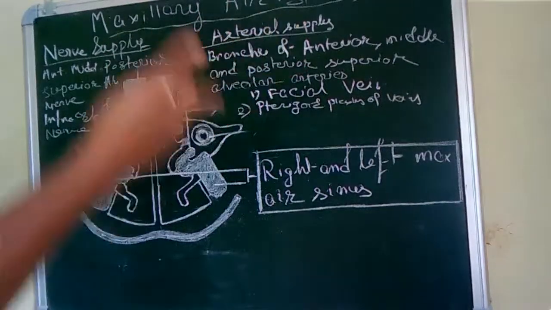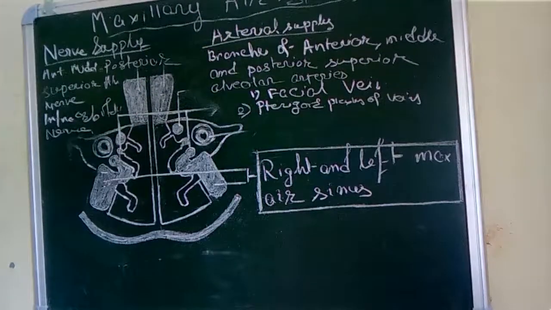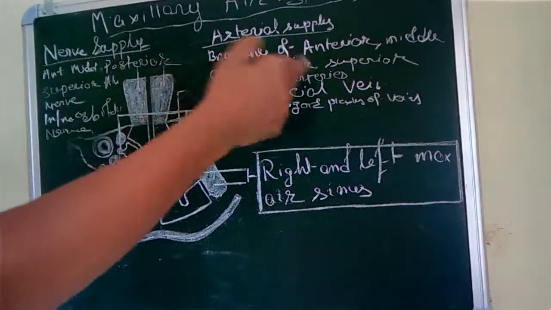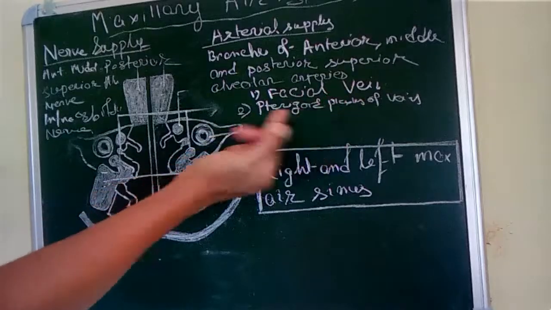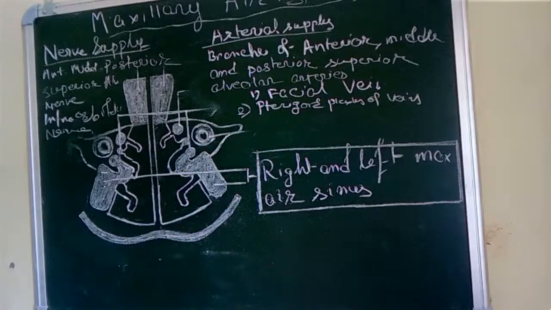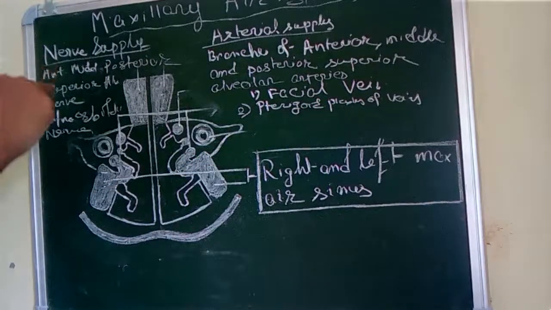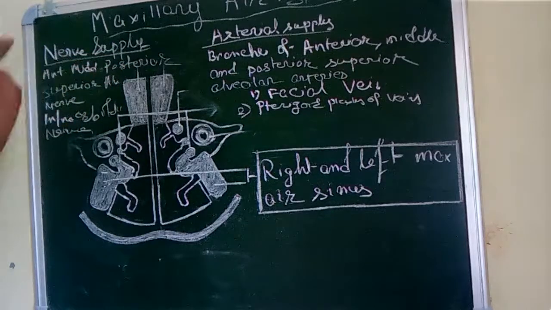Arterial supply is by the branches of the anterior, middle and posterior superior alveolar arteries. Venous drainage is by the facial vein and the pterygoid plexus of veins, and the nerve supply is by the anterior, middle and posterior superior alveolar nerves and the infraorbital nerve.